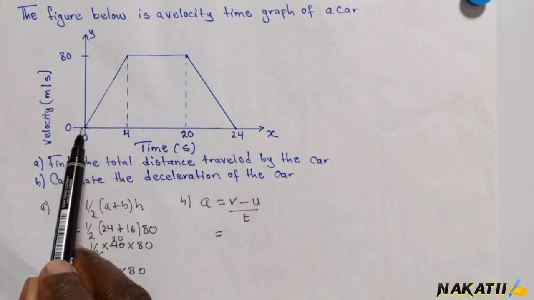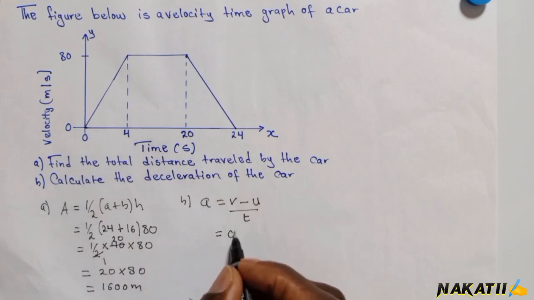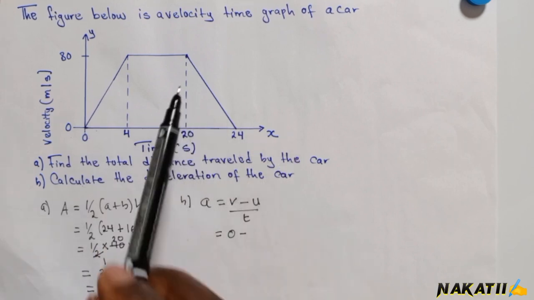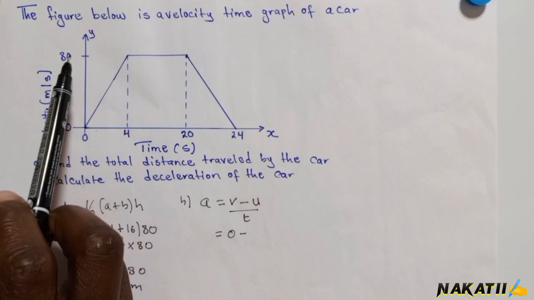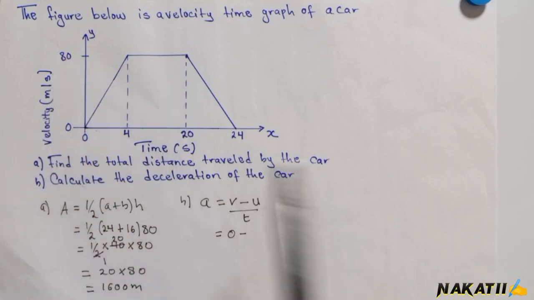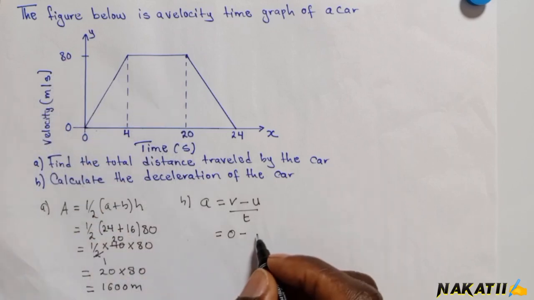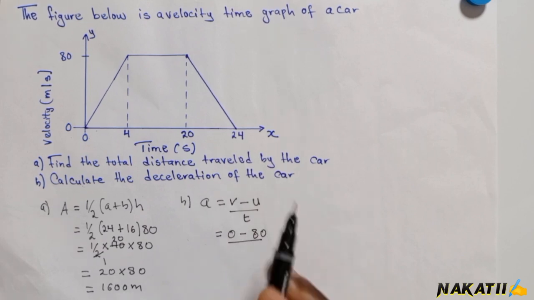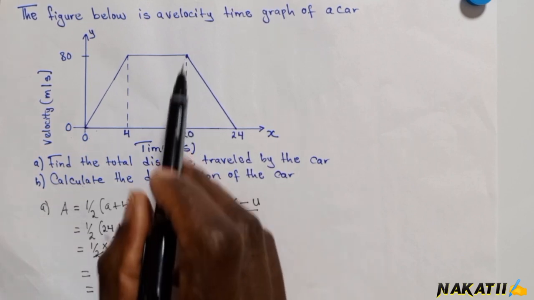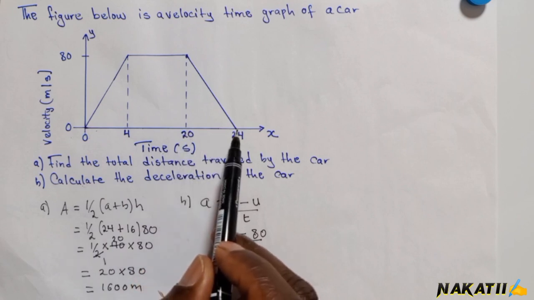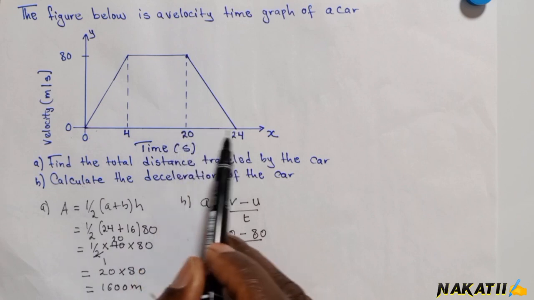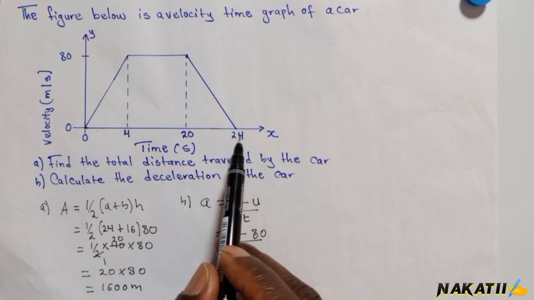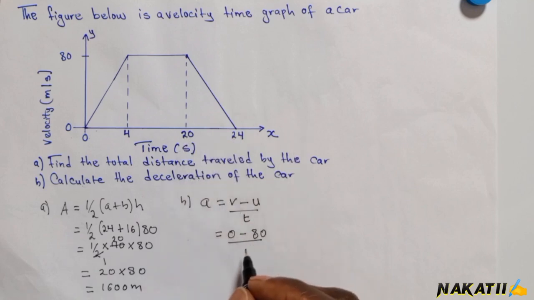When you read the velocity, it is 0 minus, where did it start decelerating? At this point. What was the velocity? It was 80. That was the initial. This will be 80 divided by time taken. It started decelerating from 20 until it stopped. This is the time taken for it to decelerate. That is now 24 minus 20, which is 4.